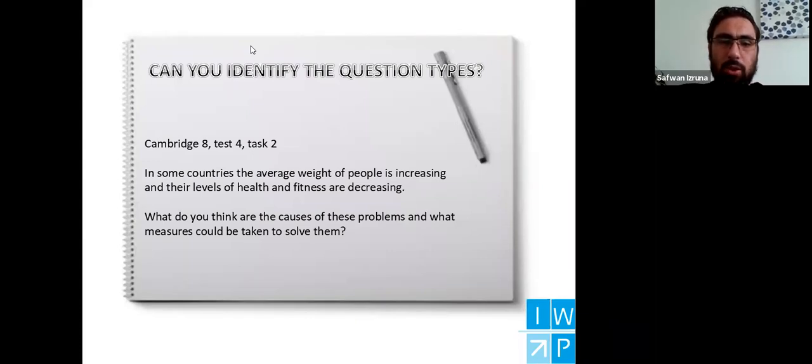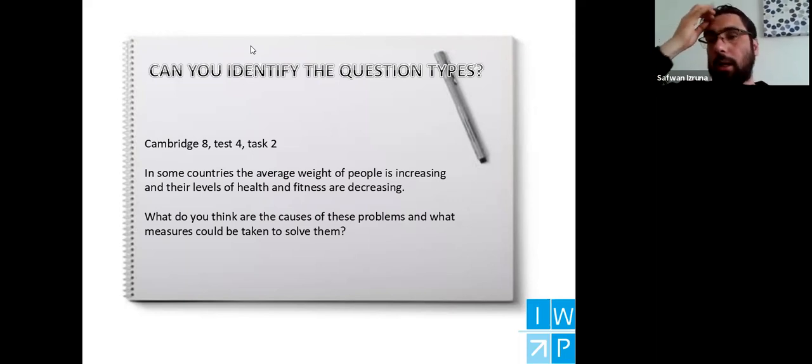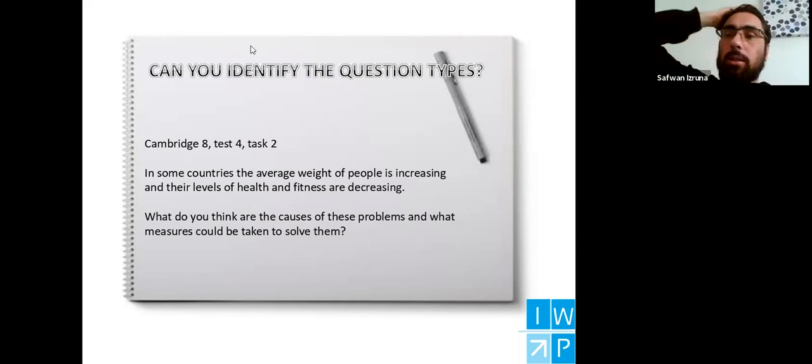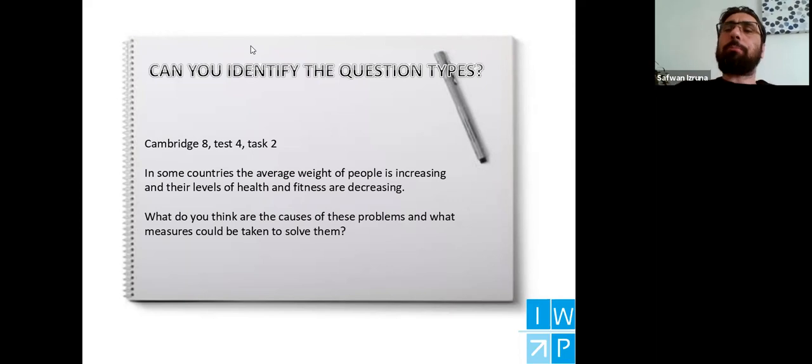Okay, situation, causes and solutions. Some people call it a situation question and some people call it problem solution. So either situation or problem solution would be a good answer. Okay, let's take a look at the next one.